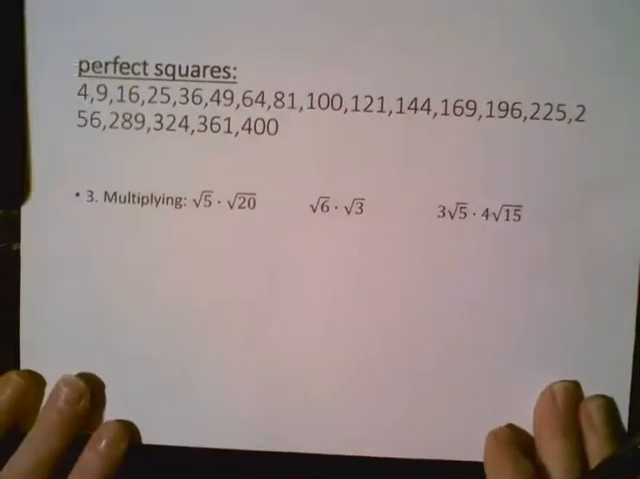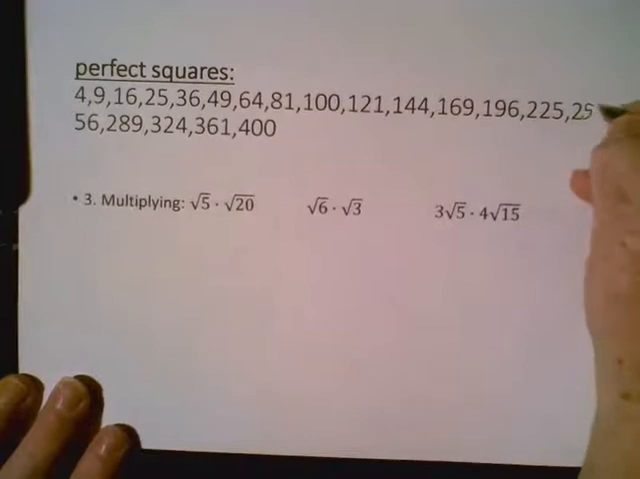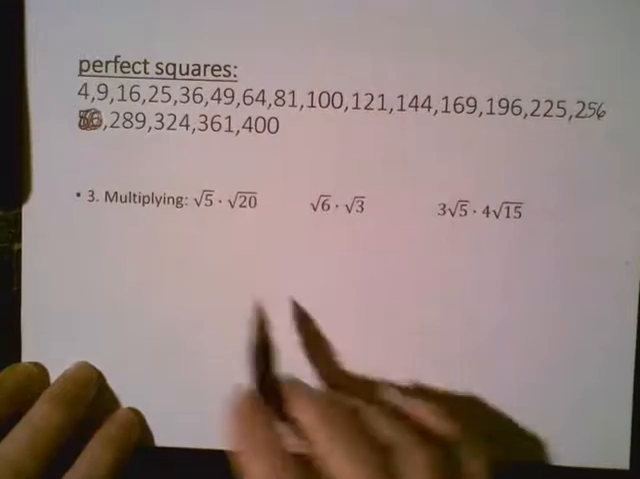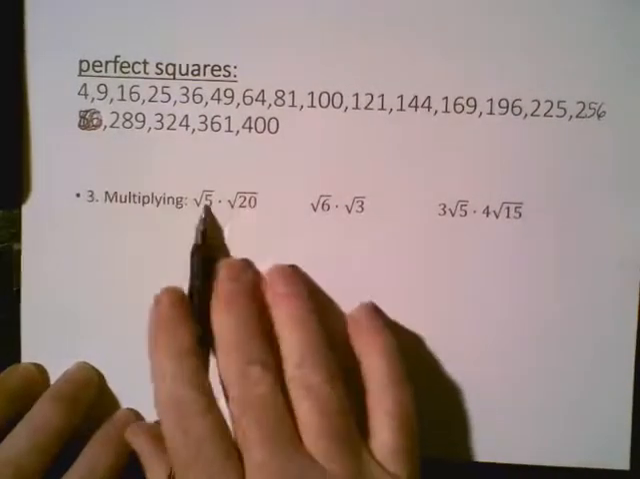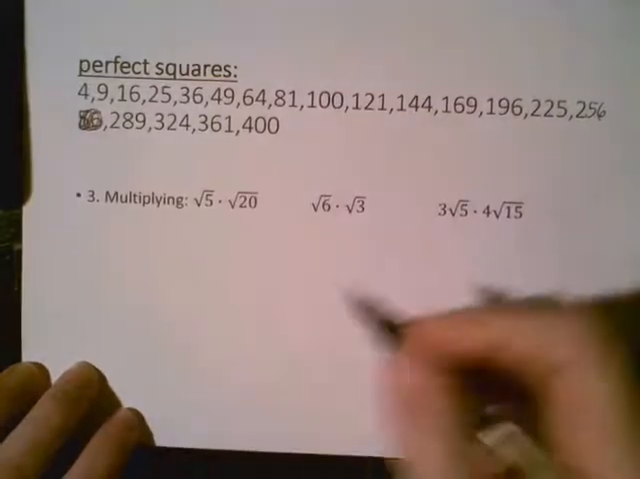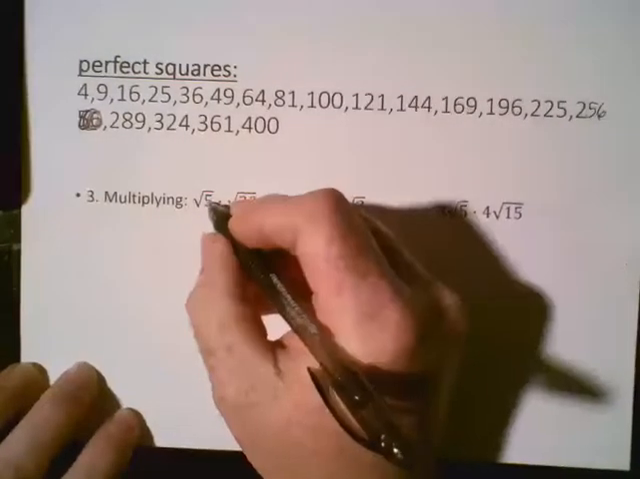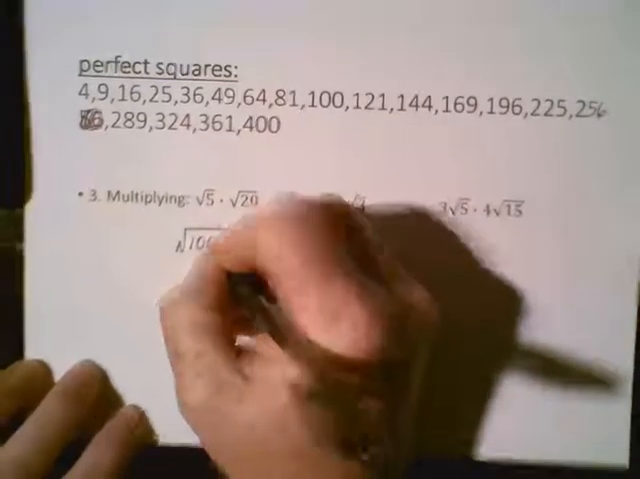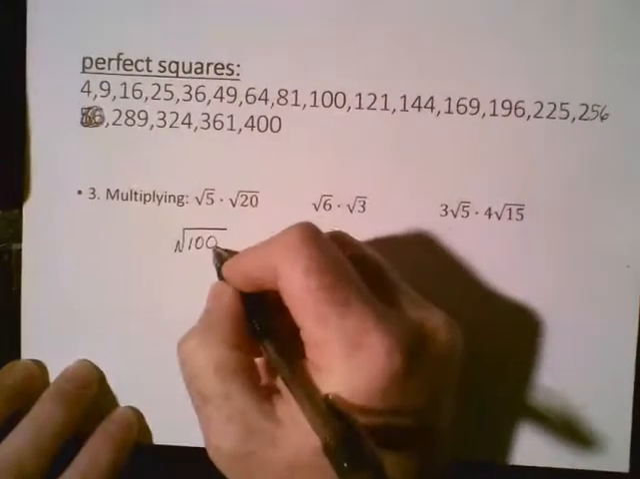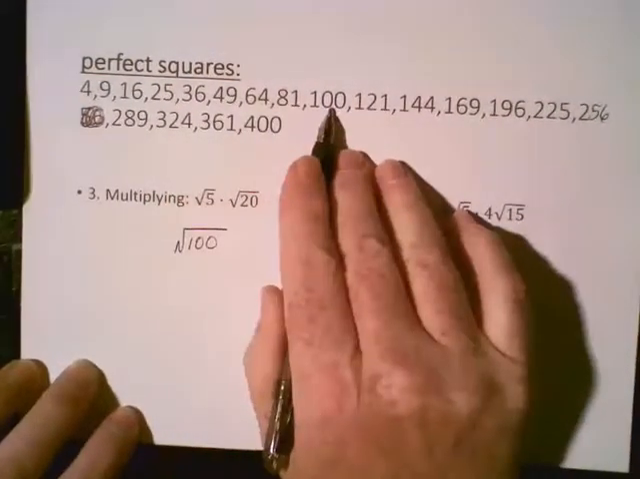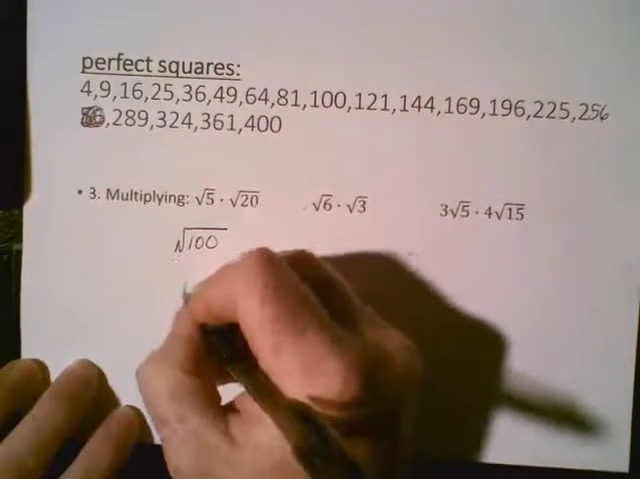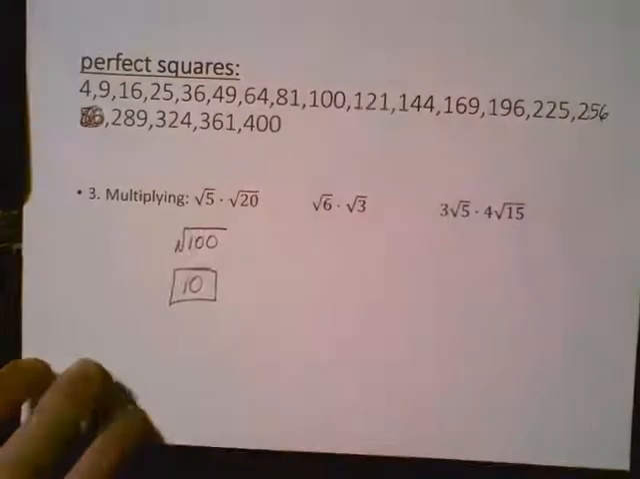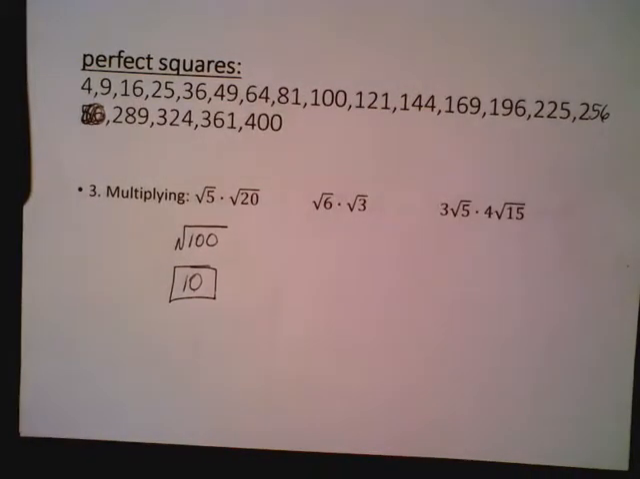Next one's if we're multiplying with radicals. If we're multiplying with radicals, since they're both under the square root symbol, you can just multiply the numbers together like you would any other number. So here I got 5 times 20, and it's going to stay under the square root. 5 times 20 is 100. Square root of 100. 100's a perfect square number, and that's just 10. So 10 times 10 gives us 100, so we just take out one of the 10s, and that's our answer.